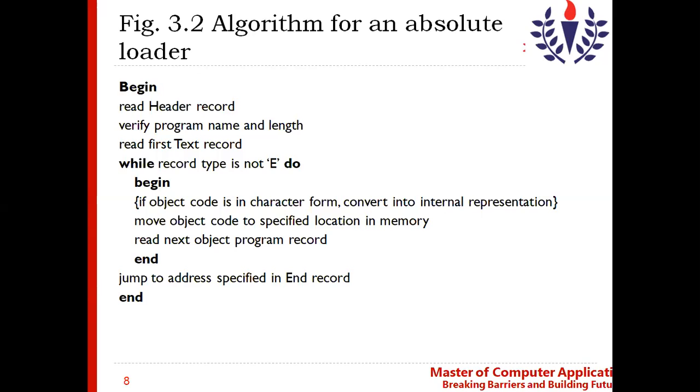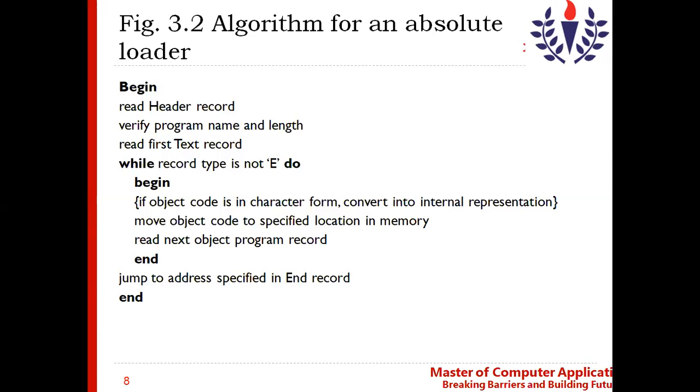So while the record type is not the end record, not E, which is nothing but the end record, begin the procedure. If the object code is in character format, that has to be converted into internal representation, that is binary format. Once the conversion has taken place, the object code is to be stored in the memory. So move the object code to the specified location in the memory. Read the next object program record, then repeat the same thing till you reach the end record. Once we reach the end record, jump to the address specified in the end record.